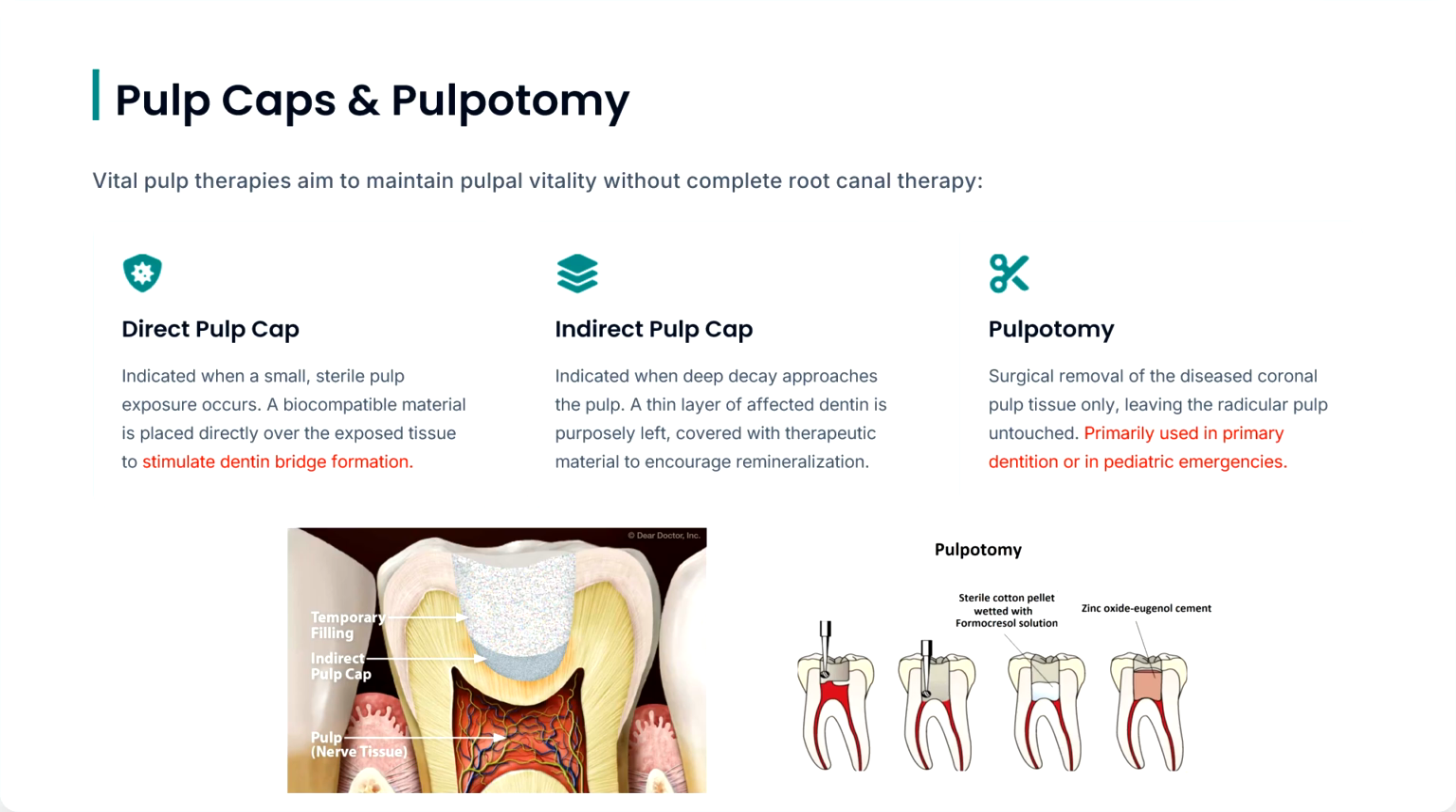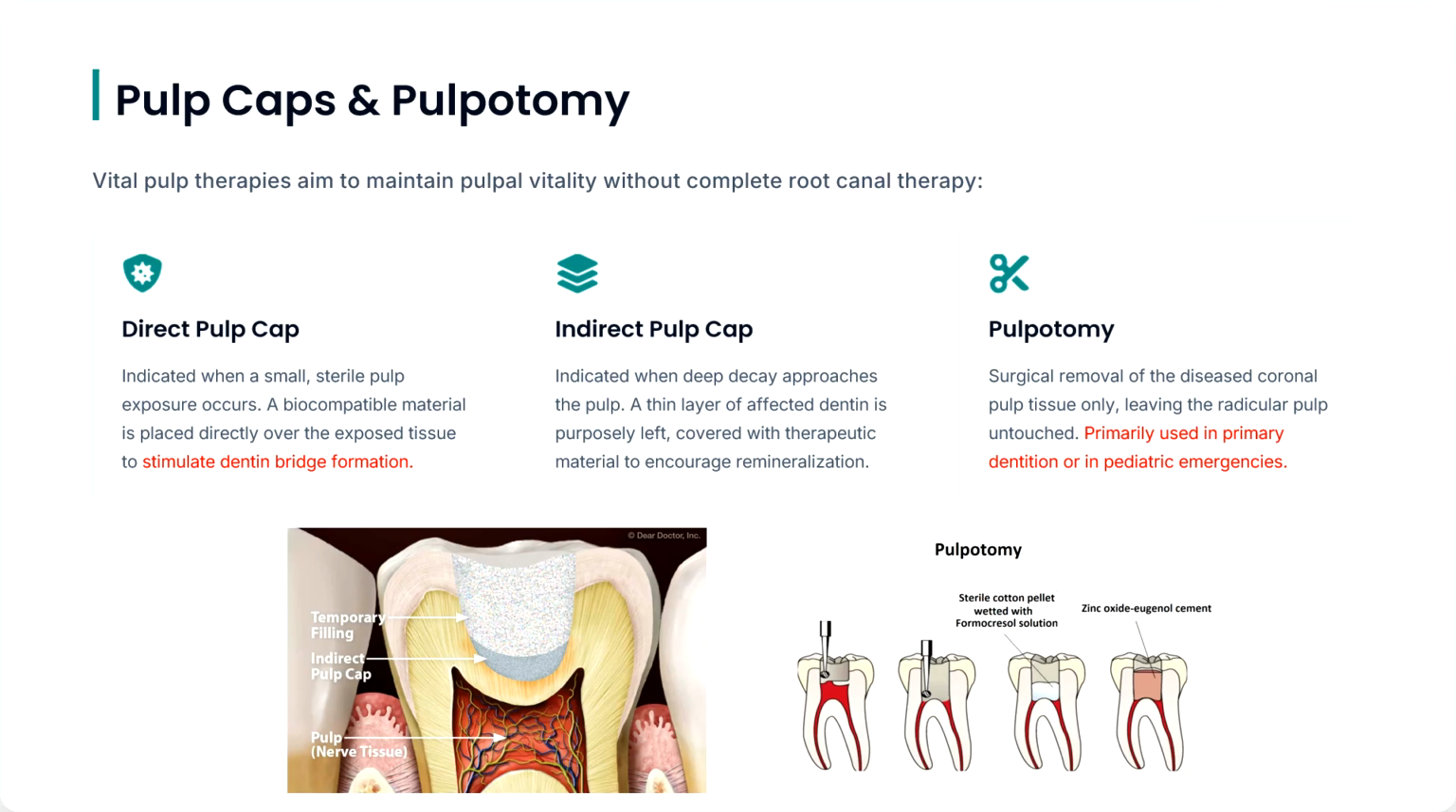So that's the thing I was talking about earlier. If the dentist is drilling and they start seeing blood, that's a small sterile pulp exposure, meaning it was done in the surgery. Like we did it in a sterile field. It didn't just happen from bacteria degenerating the tooth. And then you would just put a biocompatible material and you would stimulate dentinal bridge formation.